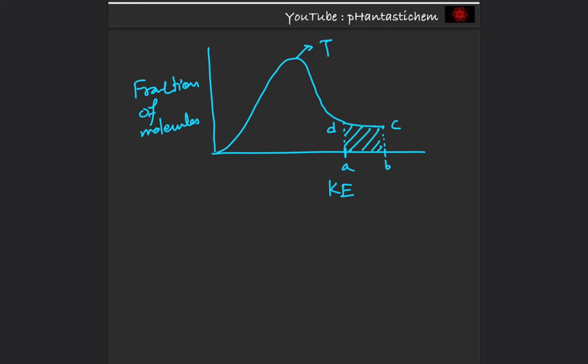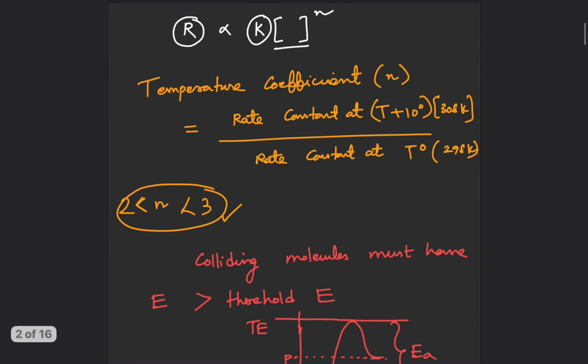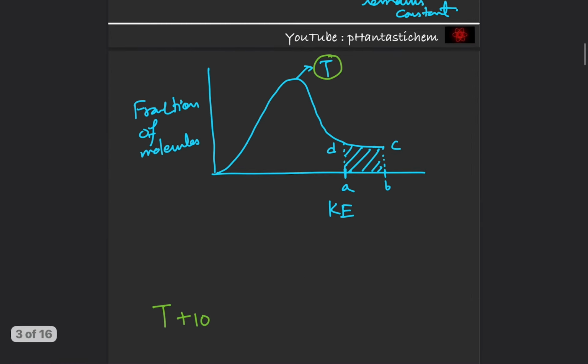Now, don't forget, this graph is for temperature T. When we increase the temperature to T plus 10, why are we doing that? Because we want to see what happens to the rate constant, or the rate of reaction, at T plus 10 compared to the rate constant at T. So we see something very interesting. Now the curve will shift forward and also decrease in height. So this is what it looks like.